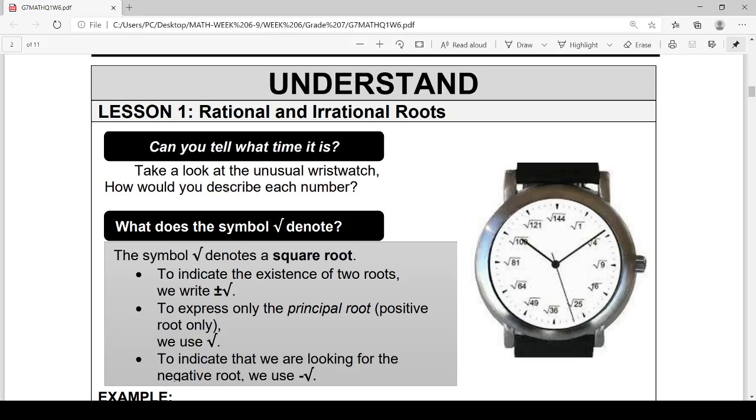So can you tell what time is it? It is so based from the unusual wristwatch. So what can you say about it?